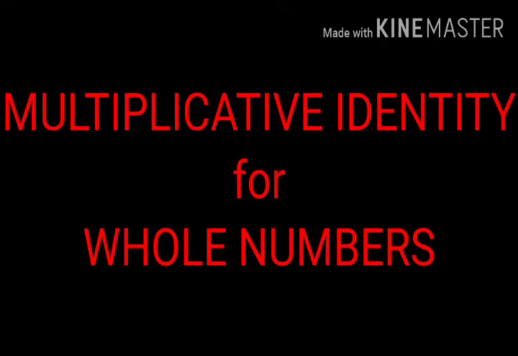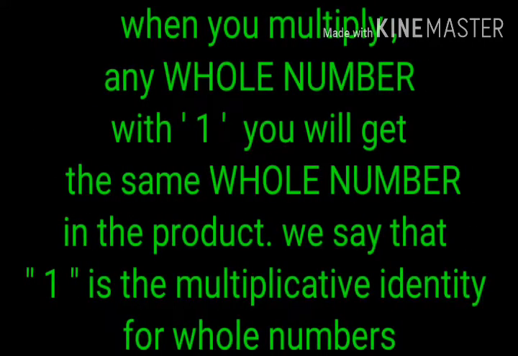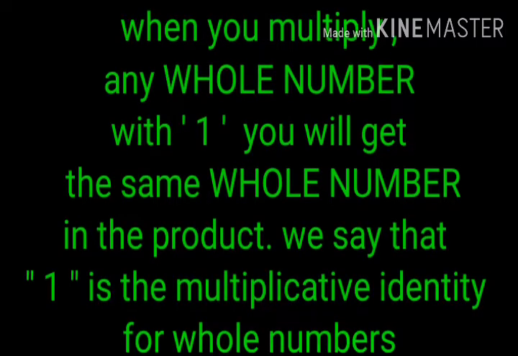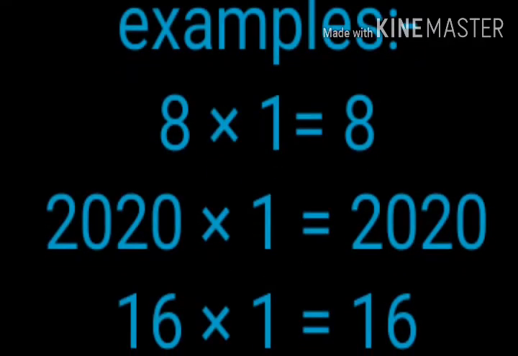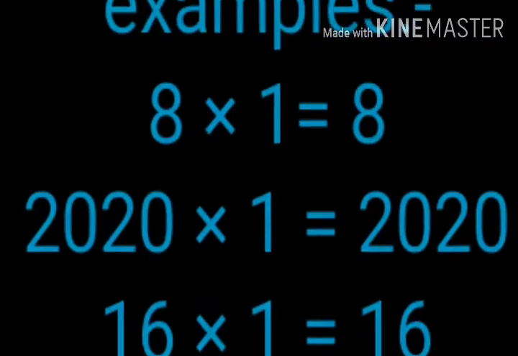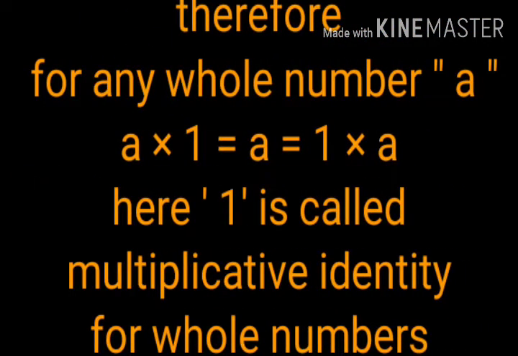Multiplicative identity for whole numbers. When you multiply any whole number with 1, you will get the same whole number in the product. We say that 1 is the multiplicative identity for whole numbers. Examples, 8 × 1 equals 8, 2020 × 1 equals 2020, 16 × 1 equals 16. Therefore, for any whole number a, a × 1 equals a, that equals 1 × a. Here 1 is called the multiplicative identity for whole numbers.